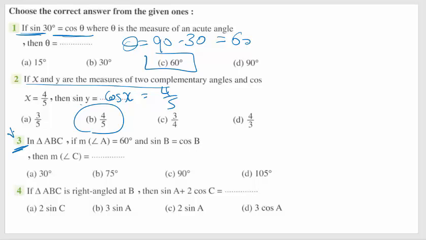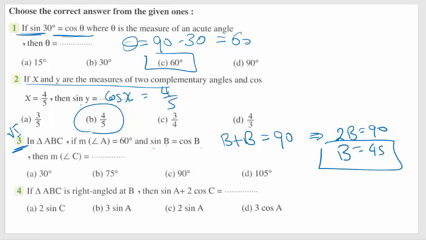Look at question 3, which is very important. In triangle ABC, the measure of angle A equals 60 degrees. Sine B equals cosine B, it means that B plus B equals 90 degrees, because the sine equals the cosine if these two angles are complementary angles. What is the meaning of complementary angles? Complementary angles, their sum equals 90 degrees. So B plus B equals 90, then 2B equals 90 degrees, then B equals 45 degrees.